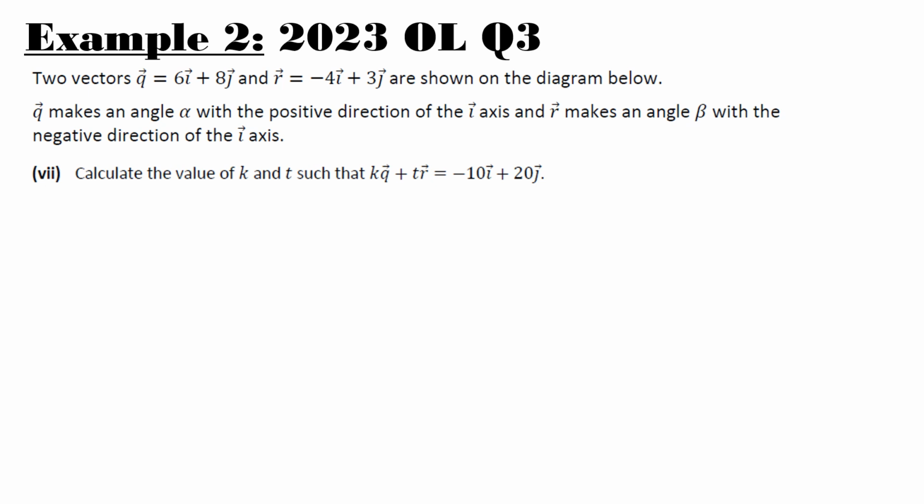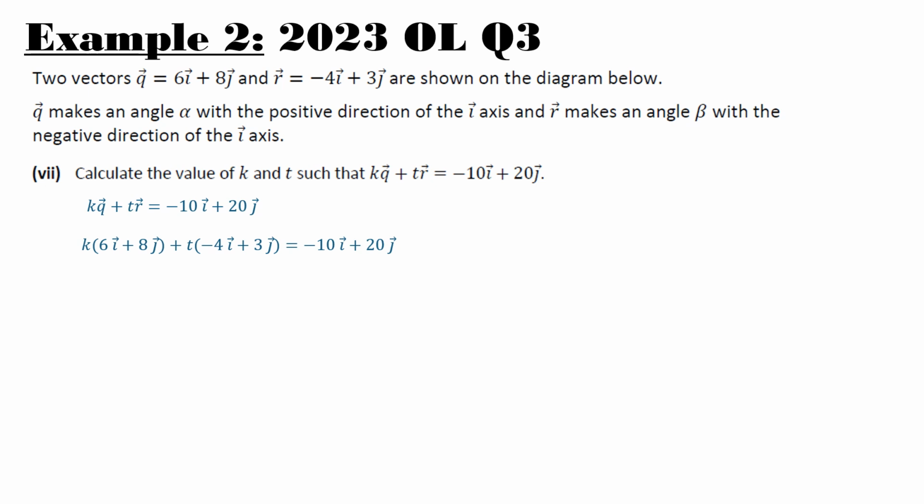So it tells us to calculate the values of k and t such that k times the vector q plus t times the vector r equals -10i plus 20j. So just like we've seen already, you're subbing in for your q and your r, and it's going to look something like this. A lot of students can get to here and then kind of get stuck.